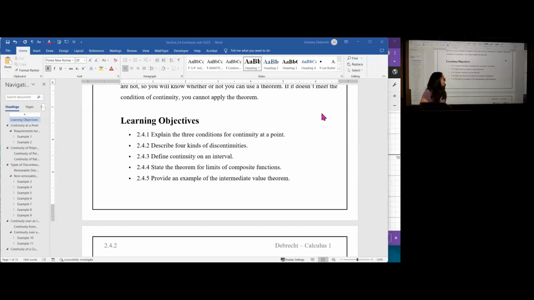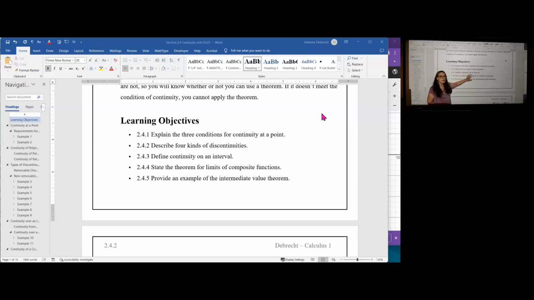These are the learning objectives we're going to be talking about today. We're going to explain the three conditions for a function to be continuous at a single point. And by a single point, we mean at a single x value. So we're looking at the y values and talking about the behavior of the graph at a point x equal a. Then we're going to describe four kinds of discontinuities, which you can already guess what they are. They're going to be the jump, the displaced point, the hole, and the infinite vertical asymptote.